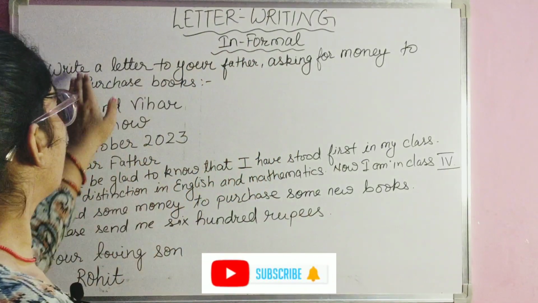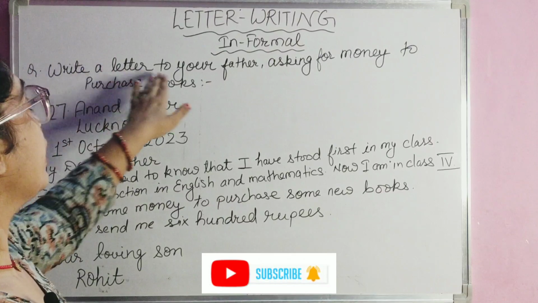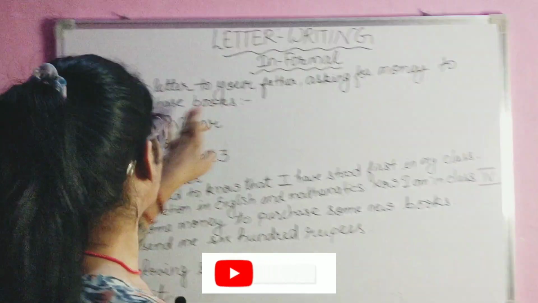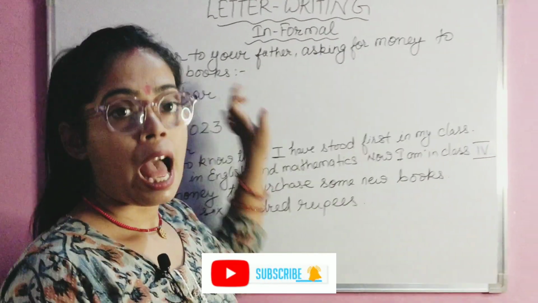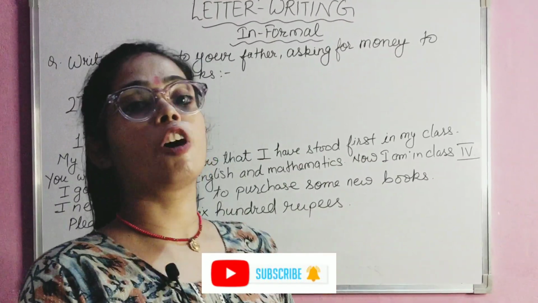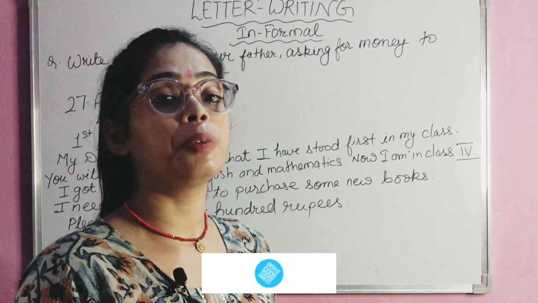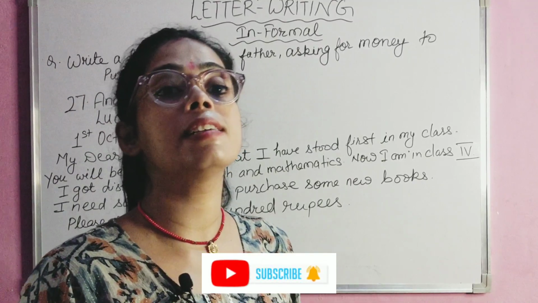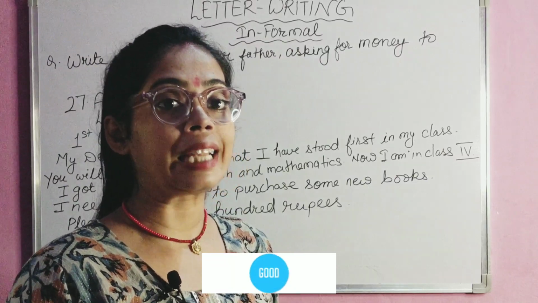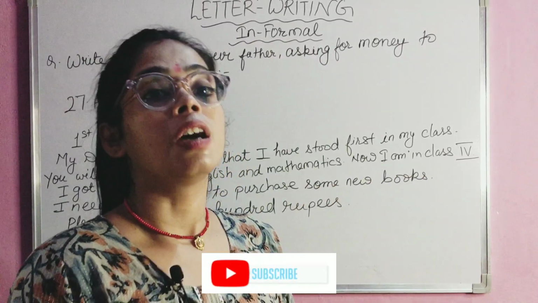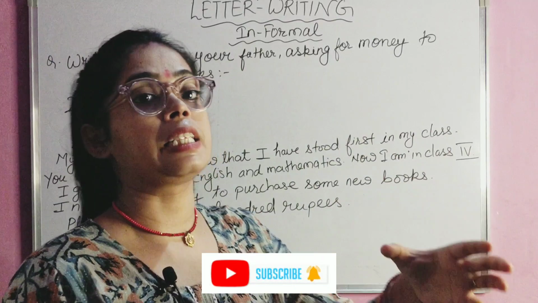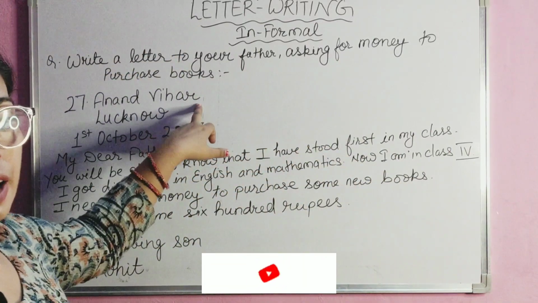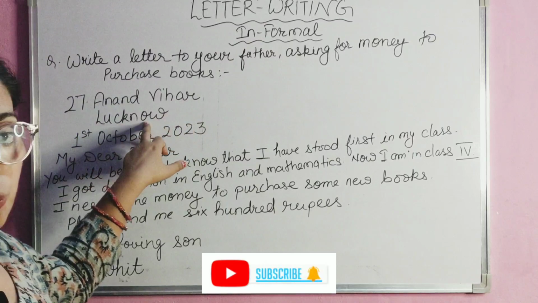Now let's see. The question is, write a letter to your father asking for money to purchase books. I am going to tell you the format of the letter, how the letter should be written. The first part of the format is always to write the sender's address. Sender's address means the address from which you are sending the letter. So you can write 27 Anand Vihar, Lucknow.